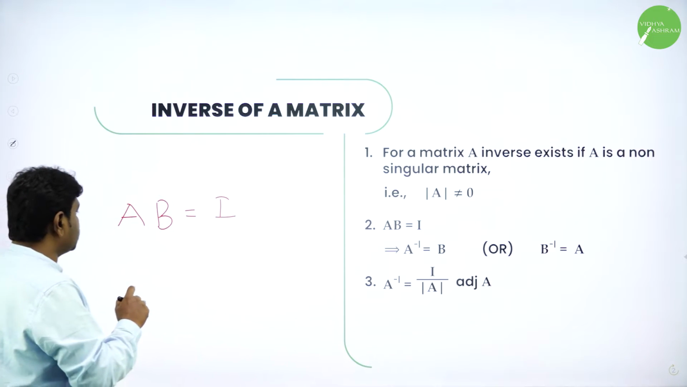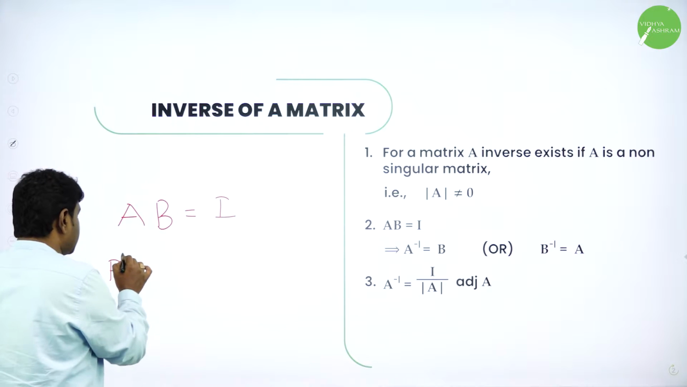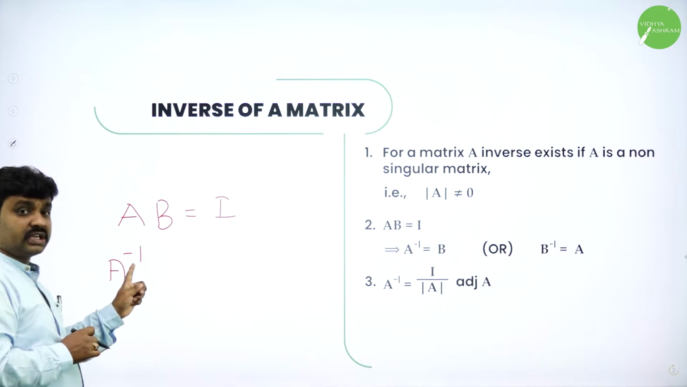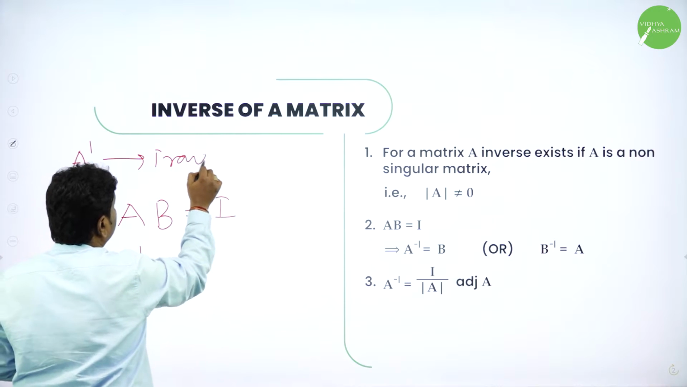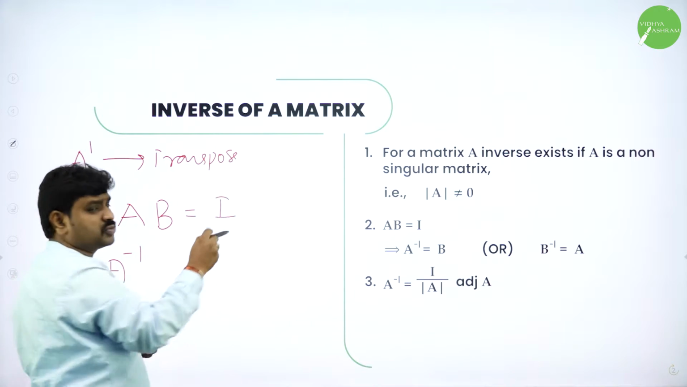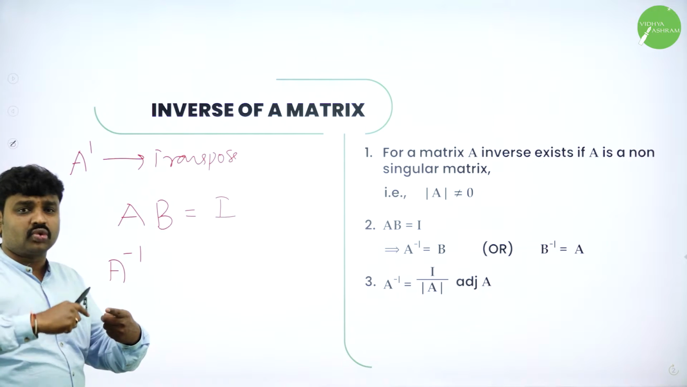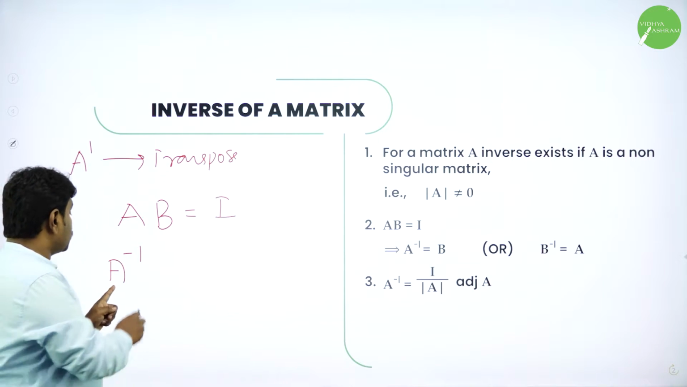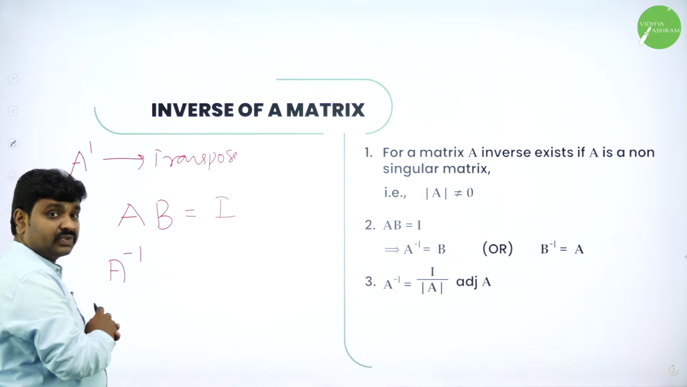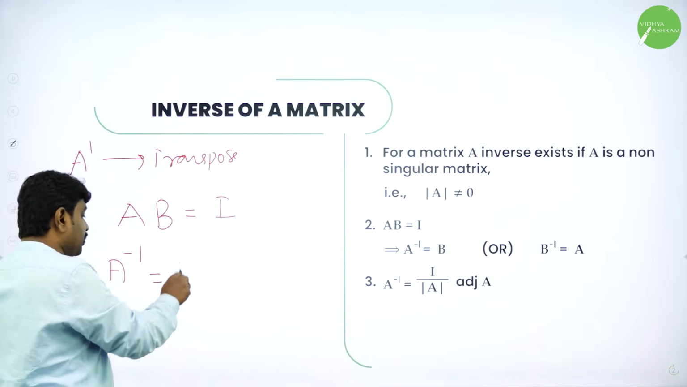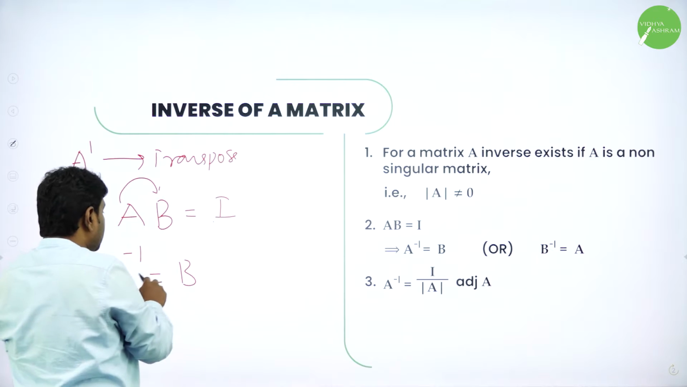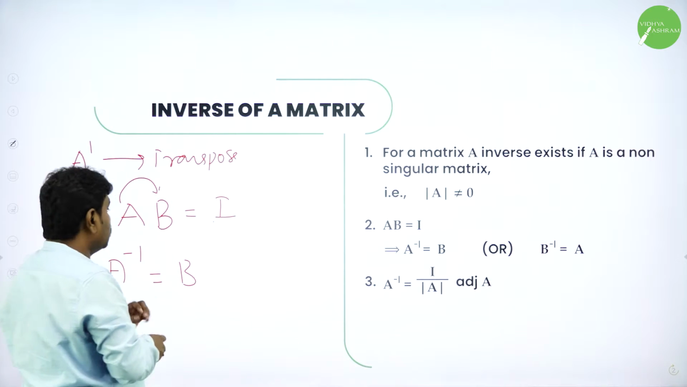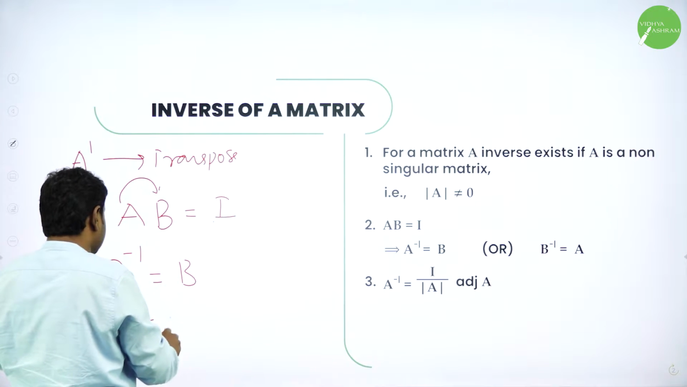Now for A, we symbolize the inverse as A power minus 1. It is not A dash. A dash means transpose. You know what transpose is? Transpose means a matrix obtained by interchanging rows and columns. But now we are discussing inverse. So this is the symbol for A inverse. A inverse in this problem is B, because when I multiply A with B, I am getting I. So A inverse is B, or B is called A inverse.